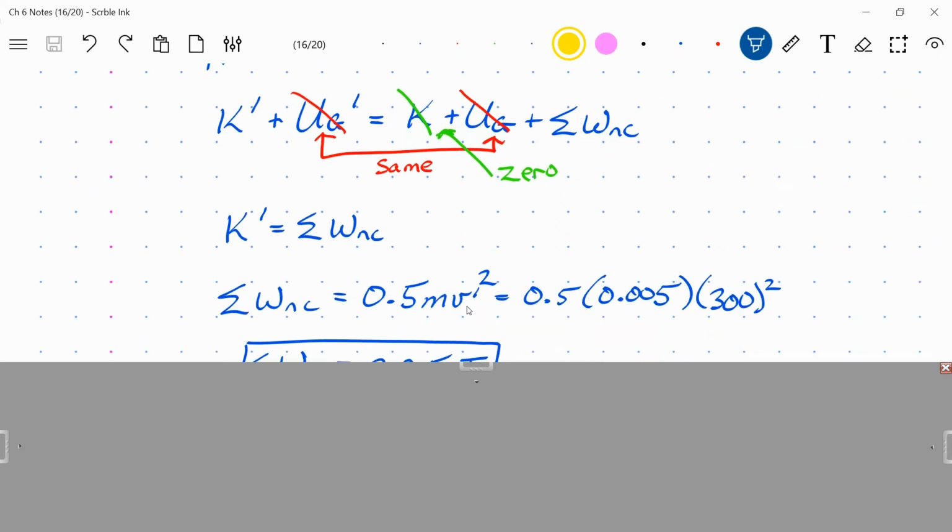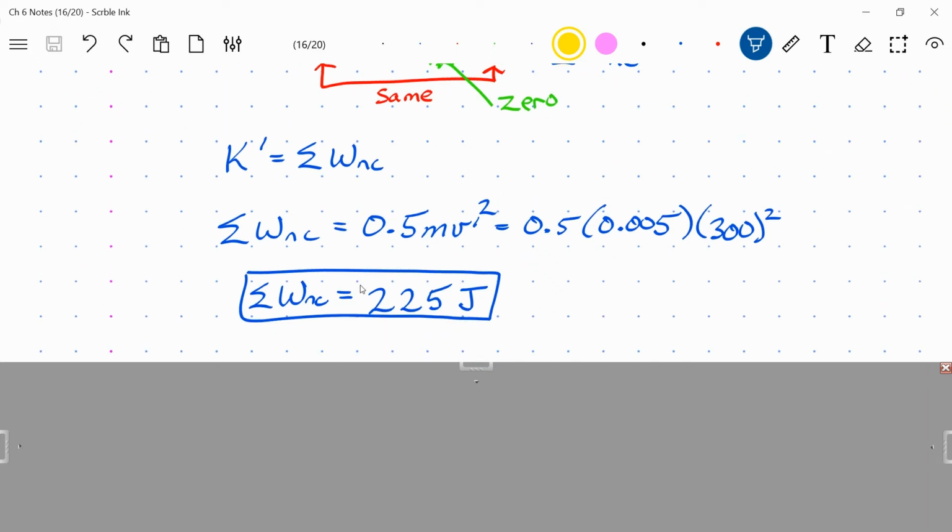Kinetic energy can be calculated as 1/2 mv squared, so putting the mass and the speed in will get us an answer of 225 joules. So to get that bullet moving, something had to do work to it, that something doing a total of 225 joules to give it that kinetic energy.